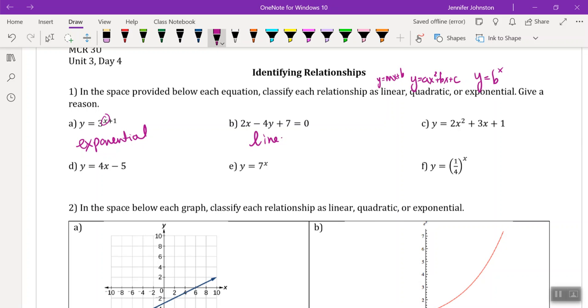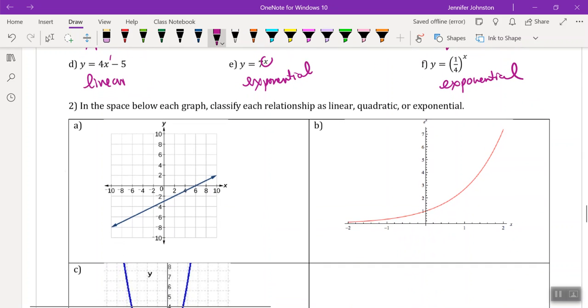If you guessed linear for this one, you're right. That has a 1 on there. This is definitely quadratic because there's a 2 in the exponent. Again, linear, our x has a 1. Exponential, since there's an x in the exponent. And lastly, again, exponential, there's an x in the exponent.